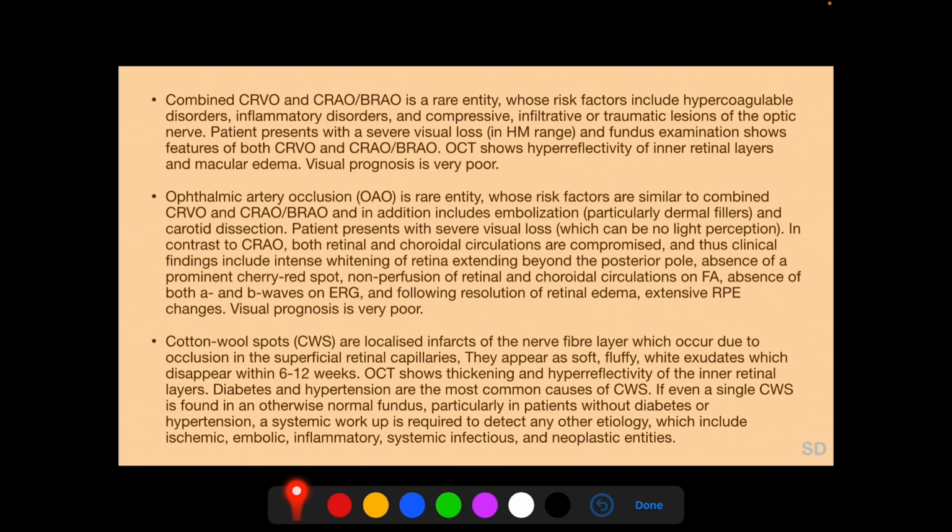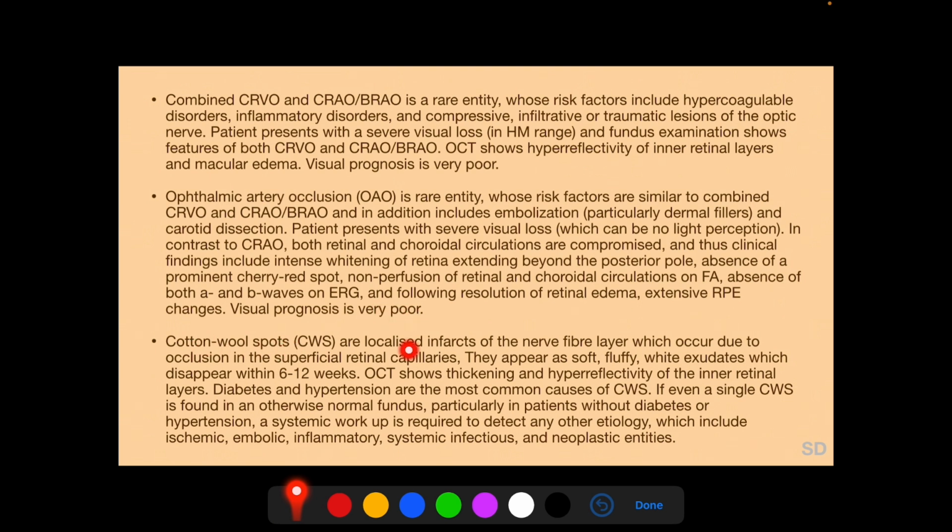In contrast to central retinal artery occlusion, both retinal and choroidal circulations are compromised in ophthalmic artery occlusion, and thus clinical findings include intense whitening of the retina extending beyond the posterior pole, absence of a prominent cherry red spot, non-perfusion of retinal and choroidal circulations on fluorescein angiography, absence of both A and B waves on electroretinography, and extensive RPE changes following resolution of retinal edema. Visual prognosis following ophthalmic artery occlusion is very poor.